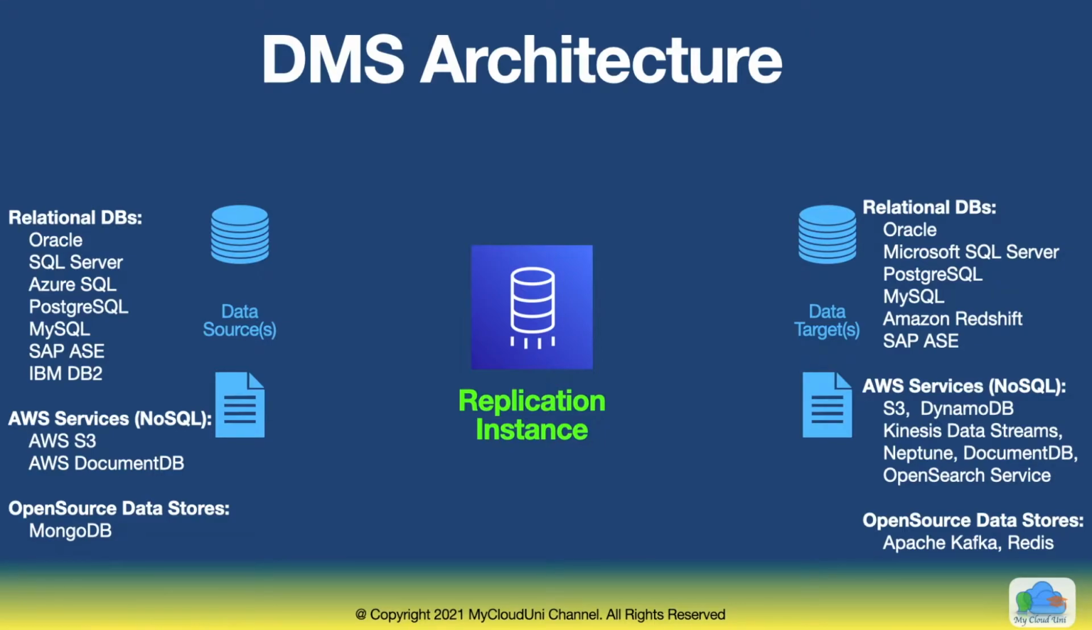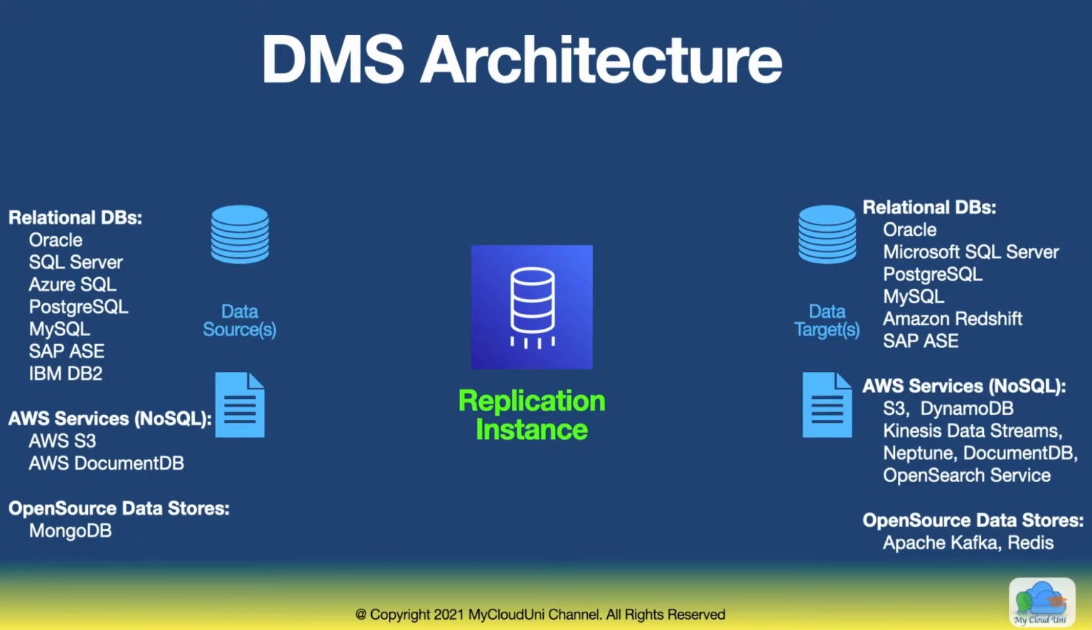Similarly, on the target side, you can write your data to, let's say, a relational database, like an Oracle instance running on RDS, or maybe an Oracle instance on EC2, or it could be DynamoDB, a NoSQL type of database, or it could be a Kinesis data stream. One important thing to make a note of is that what you see on the left hand side and right hand side doesn't exactly match.